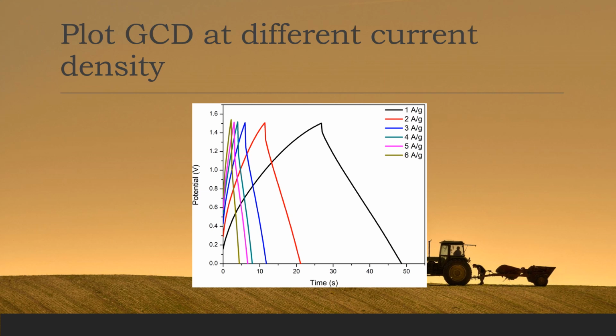Sometimes people didn't report from 1 ampere per gram, because the current is not enough. That's why they run for 2, 3, 4, 5, 6, 7, 8 ampere per gram. Depending on the material, if you cannot get a very good shape, you need to increase the current. In this case, you also need to measure the shape of your GCD. You need to explain whether it is a perfect triangle or slightly distorted, and what mechanism it belongs to.